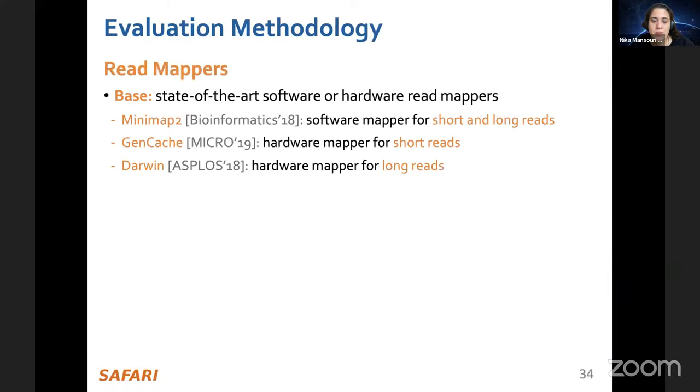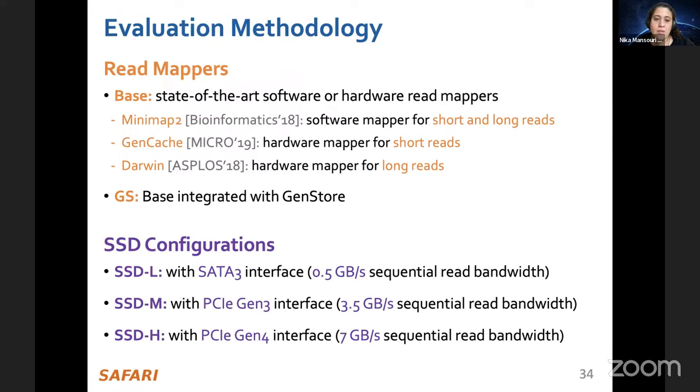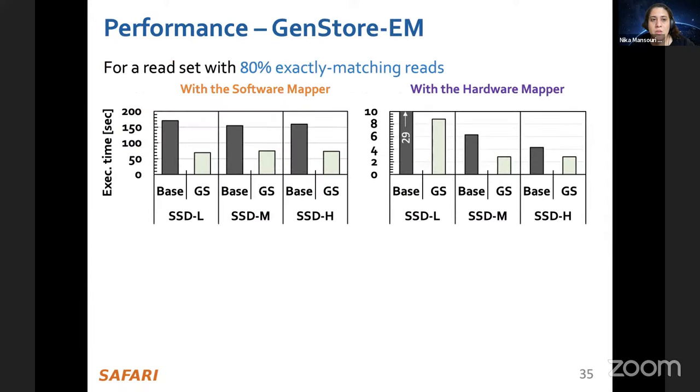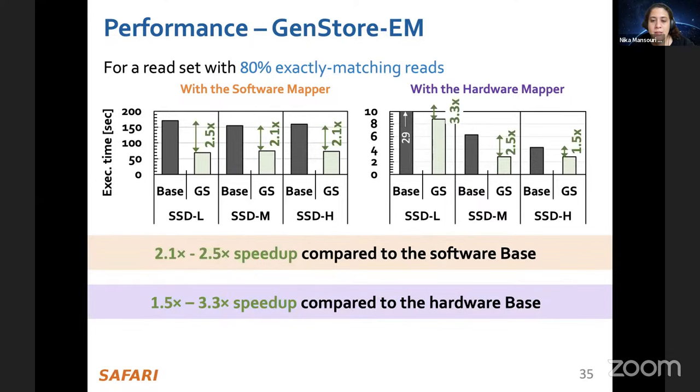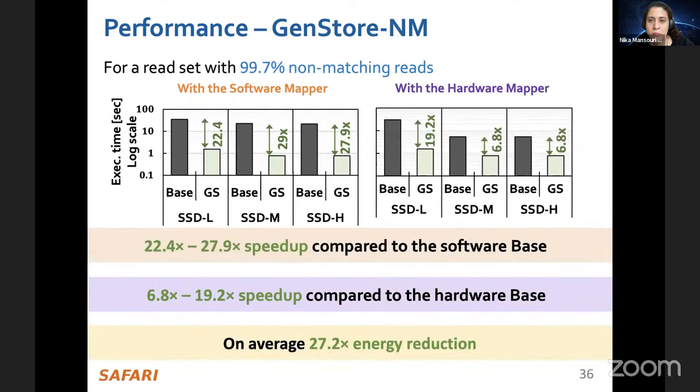Let's go to the evaluation very quickly. We compared to some state-of-the-art read mappers, software and hardware, for short and long reads and different storage systems. By the way, in the plots that I will show, Base shows the baseline mapper and GS shows the baseline integrated with GenStore. We also analyze different SSD configurations. Here we are seeing an example of the human read data set with 80% exactly matching reads. We show 2.1 times to 2.5 times speedup, and up to 3.3 times speedup compared to the hardware baseline, and an average 3.9 times energy reduction. I skip GenStore-NM's result because we didn't discuss it.